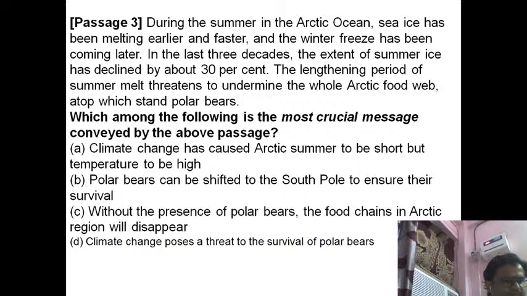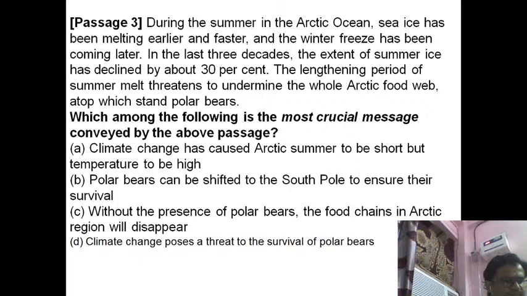So the keynote, yeah, in this third passage we have to discuss which among the following is the most crucial message conveyed by the above passage. Crucial message they are asking in the question. Let me read the options also, so that it will be easier for you guys to understand.